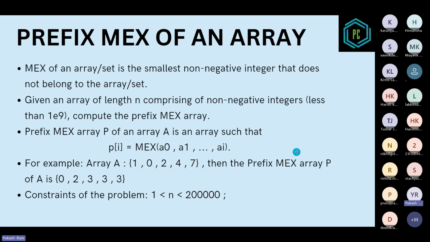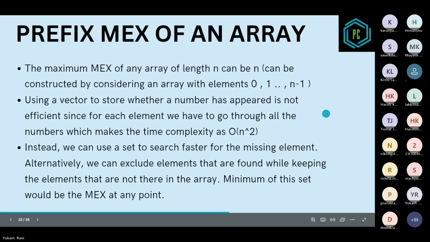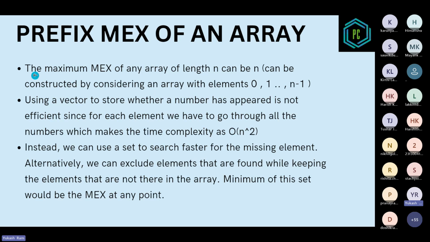So I'll discuss the implementation part now. One thing to note is that the maximum mex of any array of length n can be n. So suppose you have an array of length 10. The maximum possible mex you can get will be 10. This can be seen by considering an array of elements 0, 1, 2, 3 till 9. You have 10 elements, and you have included all the elements from 0 to 9. So the mex will be the smallest non-negative integer not in the array, which will be 10.